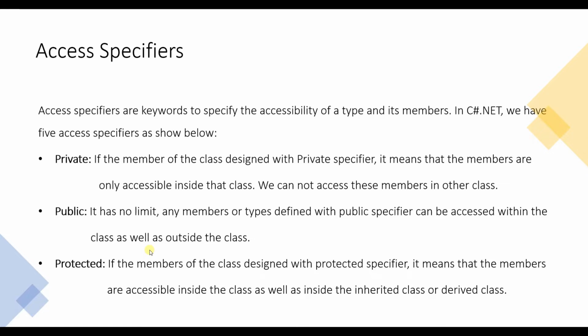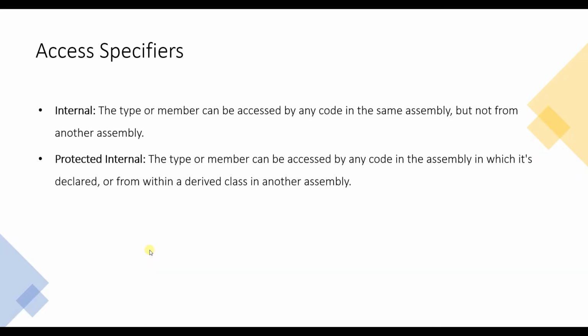The third one is protected. So there is some protection level here. So only the derived class can access the member of the base class. So next is internal. The internal access specifier simply explains that the accessibility of the member is inside the class as well as in the same assembly, but not from another assembly.